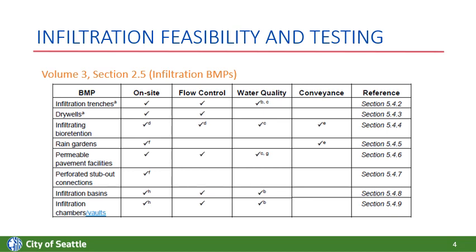So the infiltration BMPs include infiltration trenches, dry wells, bioretention, rain gardens, and permeable pavement facilities, which differ from permeable pavement surface as they can collect, say, a roof area in addition to the stormwater that falls directly on the permeable pavement. It has a deeper base section to store that runoff before it can be infiltrated, and there's also a constructed overflow from the permeable pavement facility. There's also perforated stub-out connections, which are fairly rare, and infiltration basins and infiltration chambers, which typically would only be used for larger projects.